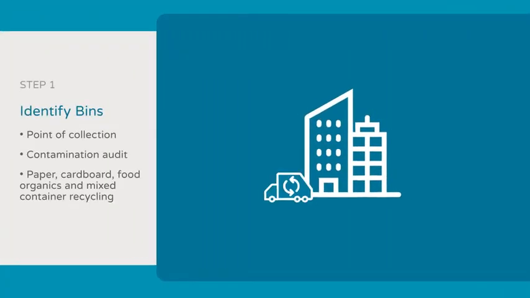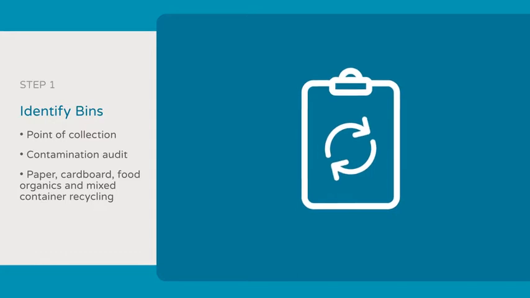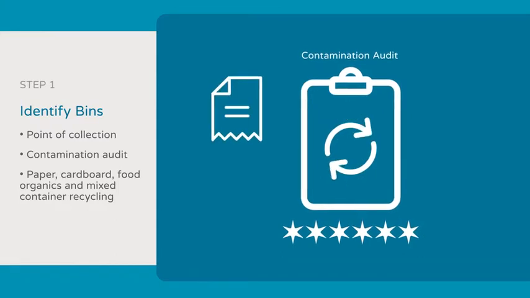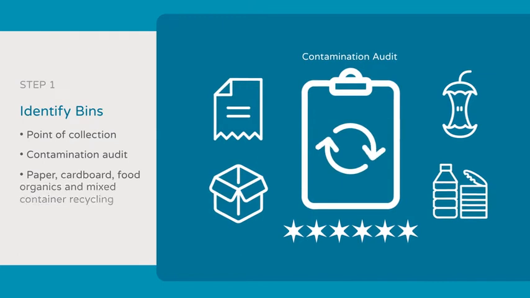The contamination audit is to be performed at the point of collection, after the cleaning staff are finished with the bins. All the core recycling streams require a contamination audit to improve their data quality score. This includes paper, cardboard, food organics, and mixed container recycling.